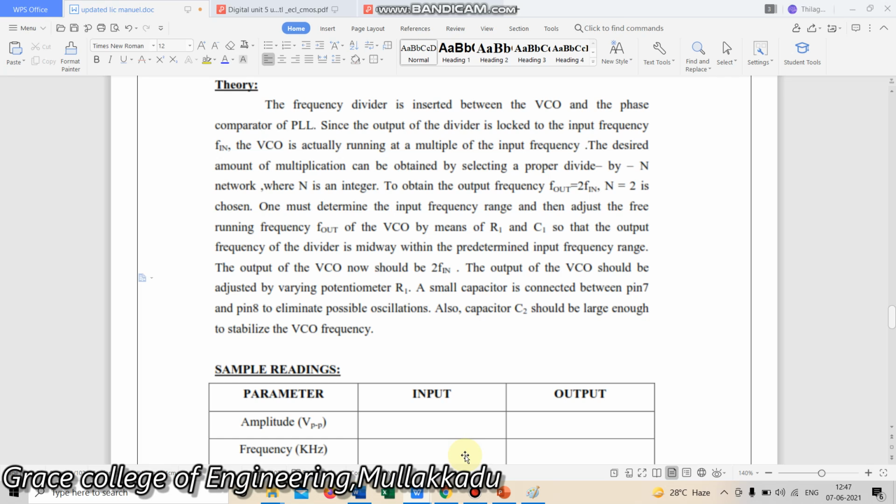One must determine this input frequency range and thus adjust the F out of the VCO by means of R1 and C1. So in the circuit diagram we will have R1 and C1. We have to adjust this R1 and C1, and set F out so that the output frequency of the divider is midway in the input frequency range. In this range, the VCO frequency F0 is equal to 2 F in. The output of the VCO is adjusted by means of the potentiometer R1, and a small capacitance is connected between pin 1 and pin 7 to eliminate oscillation, and C2 is taken much larger to stabilize the oscillator frequency.